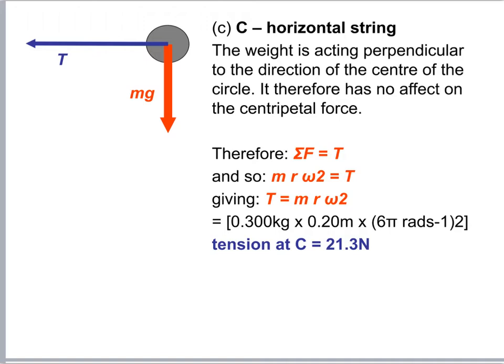In part C, for the horizontal piece of string, the weight is acting perpendicular to the direction of the centre of the circle, so it has no effect on the centripetal force. So the centripetal force is just going to equal your tension. So your tension in the rope is equal to mr omega squared. So the tension at C is just 21.3 newtons.